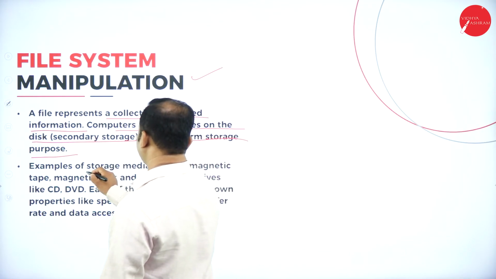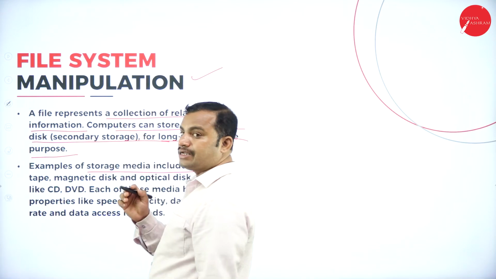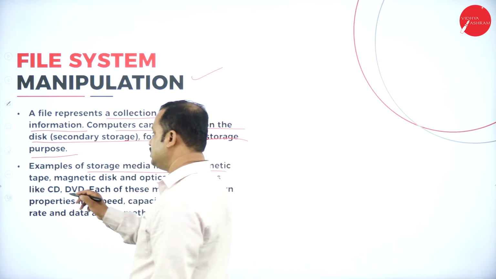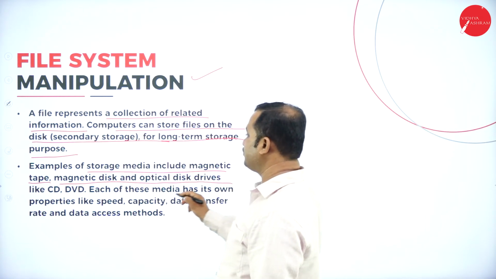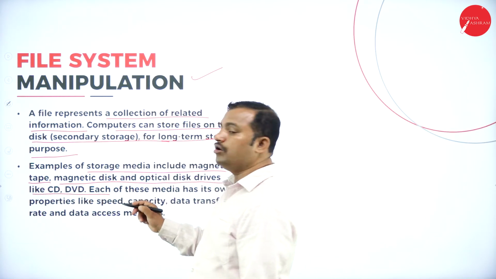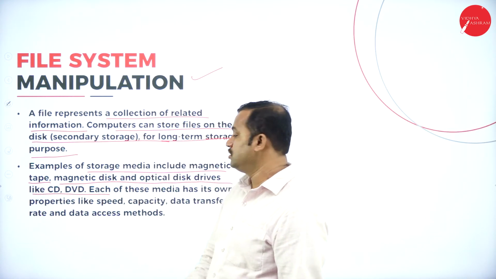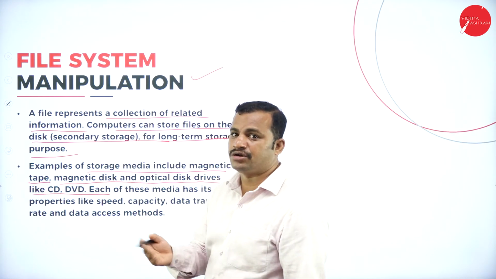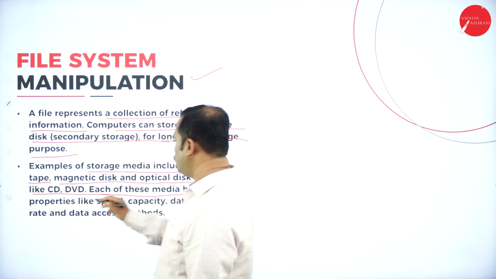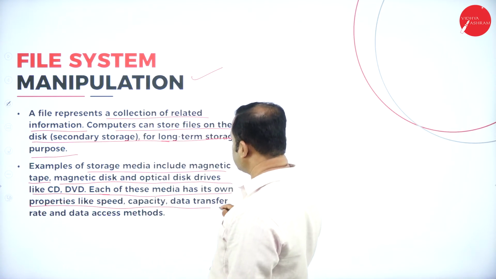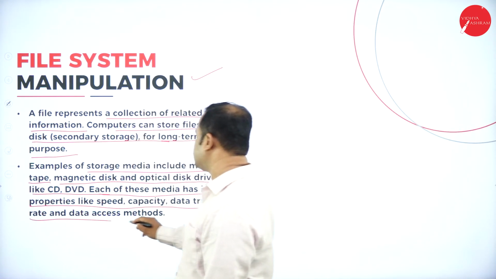Examples of this storage media include magnetic tape. In the earlier days they used to have magnetic tapes, magnetic disks and optical disk drives, and the CD, DVD. All these are called storage devices. Nowadays we have pen drives, USB and all those things. Each of these media has its own properties like speed, capacity, data transfer rate and data access methods.